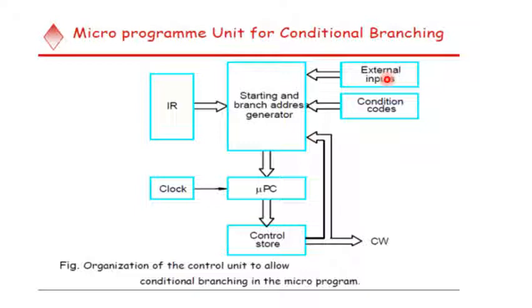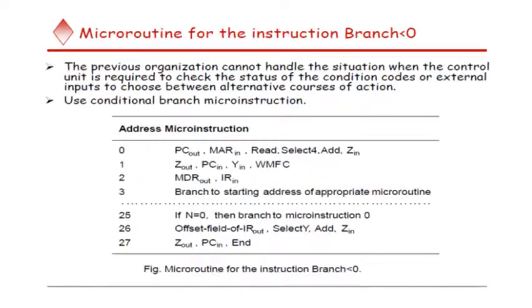The instruction Branch may now be implemented by a microroutine such as shown in the figure. After loading this instruction into the instruction register, a branch microinstruction transfers control to the corresponding microroutine, which is assumed to start at location 25 as shown here. This address is the output of the starting address generator block in the previous figure which I have shown.